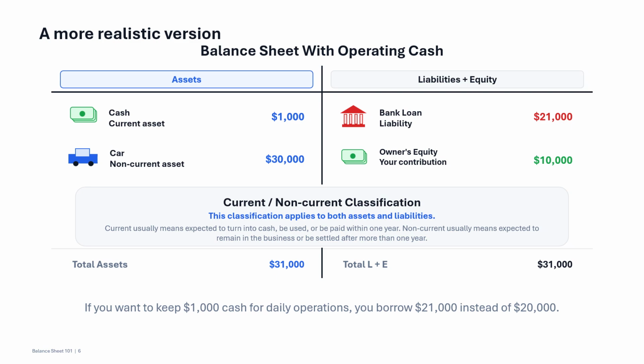Current usually means something is expected to turn into cash, be used, or be paid within 1 year. Non-current usually means it will remain in the business or be settled after more than 1 year. So here, cash is current because it's liquid and available for near-term use. The car is non-current because it will be used over a long period, at least more than 1 year, right?